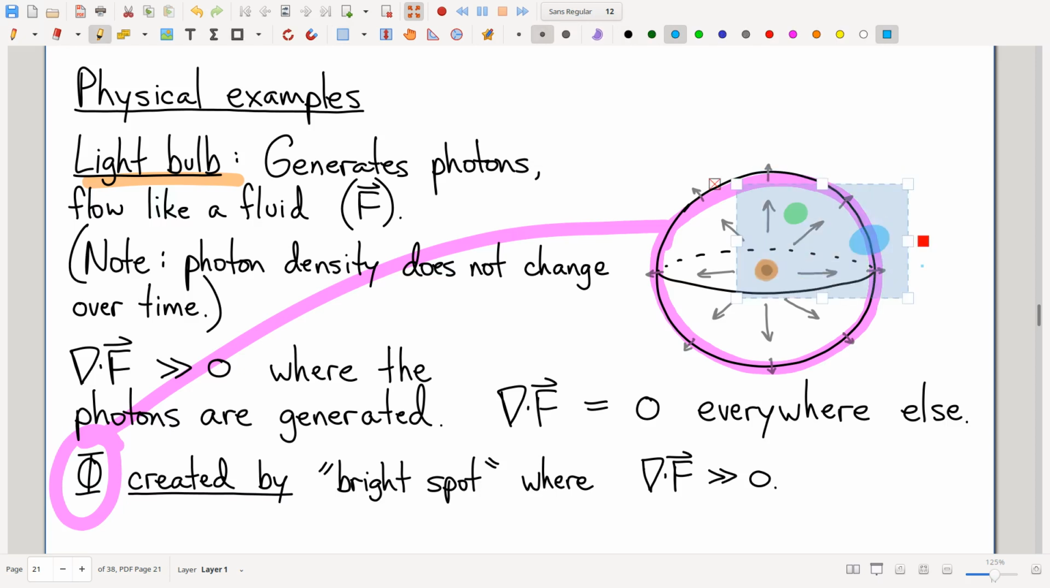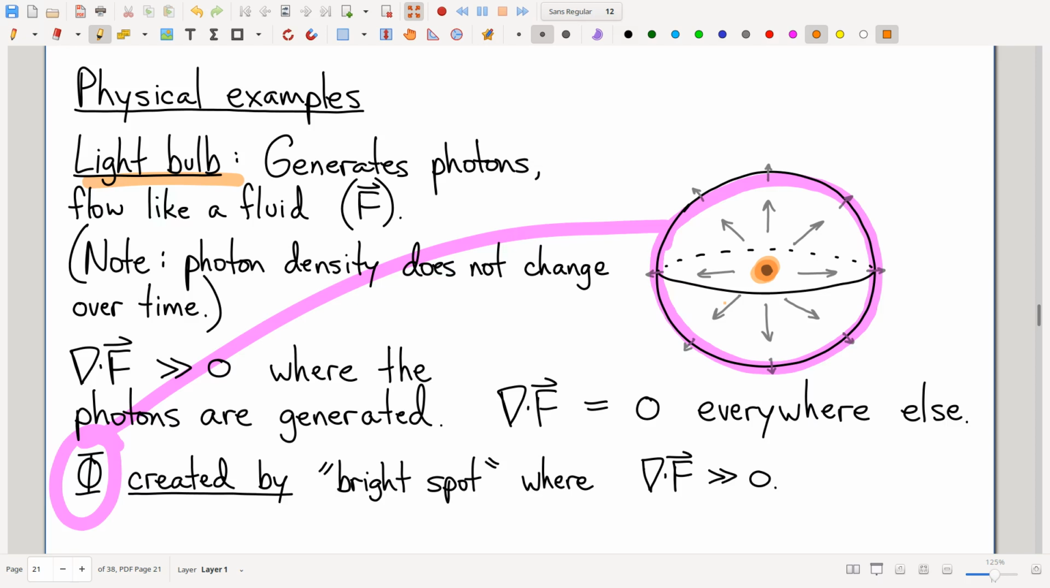Well, I think it's an easy pitch that the flux is coming from where the light bulb is. That's where the flux is coming from. That's where the flux is created, because that's where the photons are coming out of. Right? Does that make sense to everybody? You measure a certain number of photons per unit time passing through the surface. All of them came from here. Right? So now I claim divergence is what's going to measure this for us.